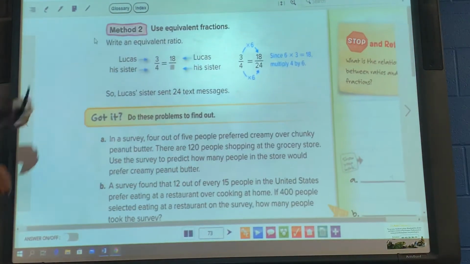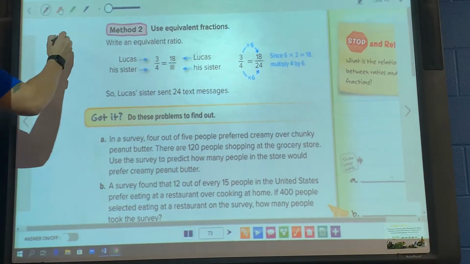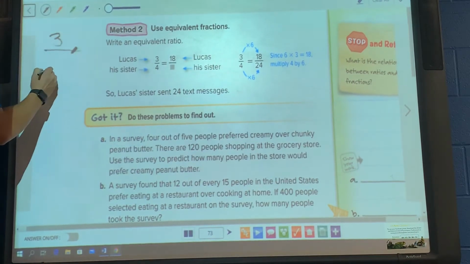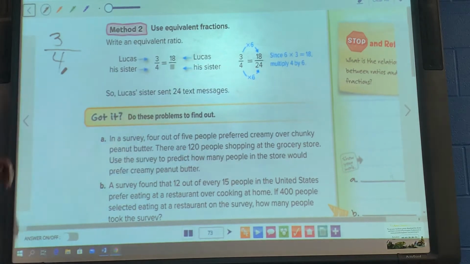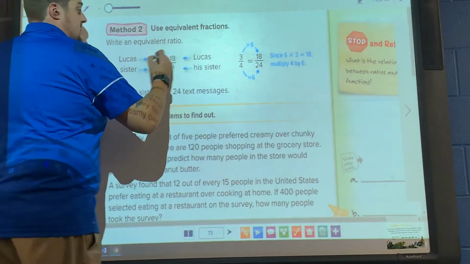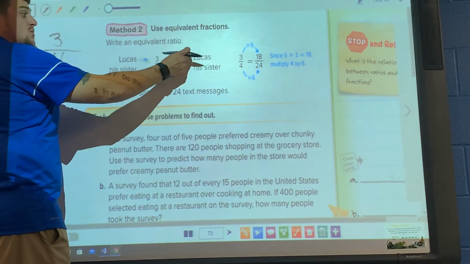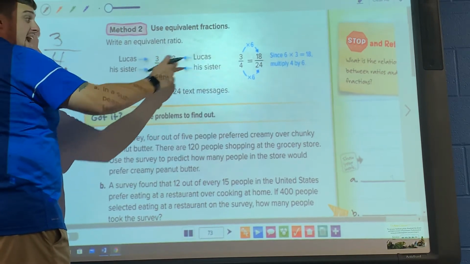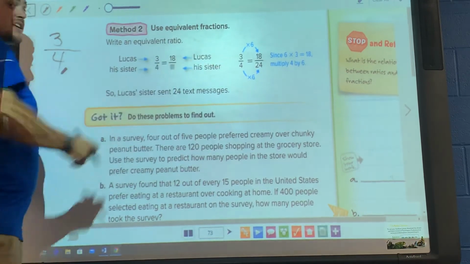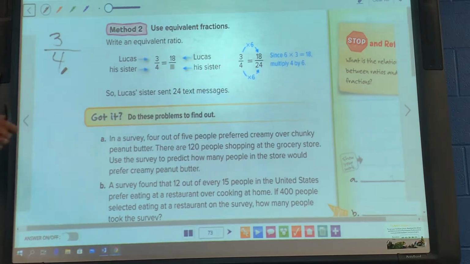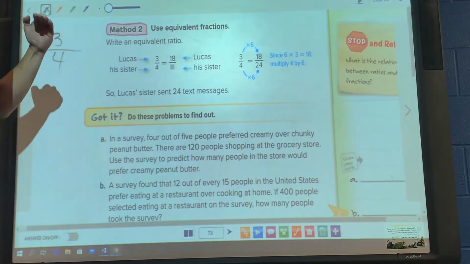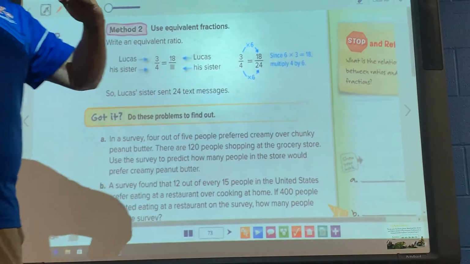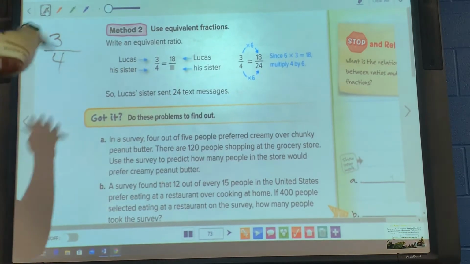Okay, the other way of doing it is using the equivalent fraction. So like I said before, Lucas was 3, his sister was 4, just like this. When you set up the other ratio, you got to do the same thing. Well, they told us Lucas sent 18, so that has to go on top. We don't know how many his sister sent. We have to find that. So when you're setting this up, you got to keep the same information. So Lucas and Lucas on top, sister on bottom. Okay, you can't change it.